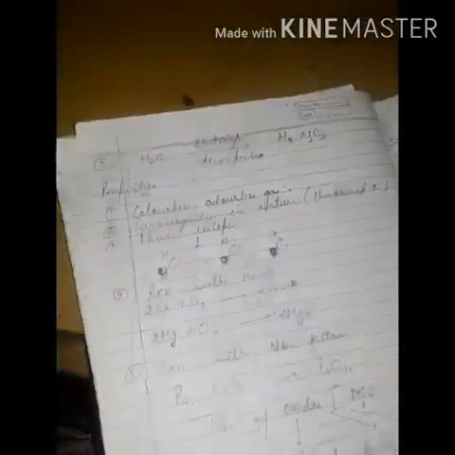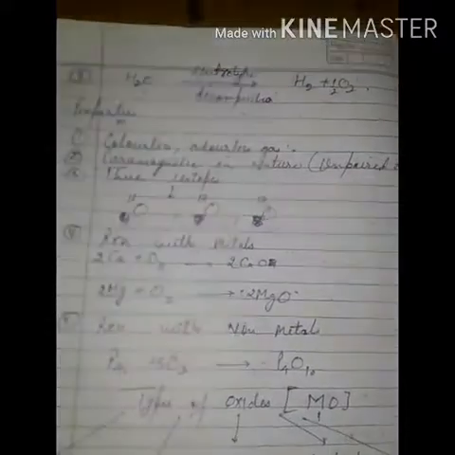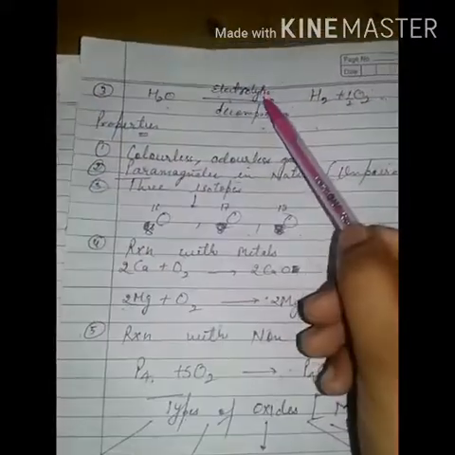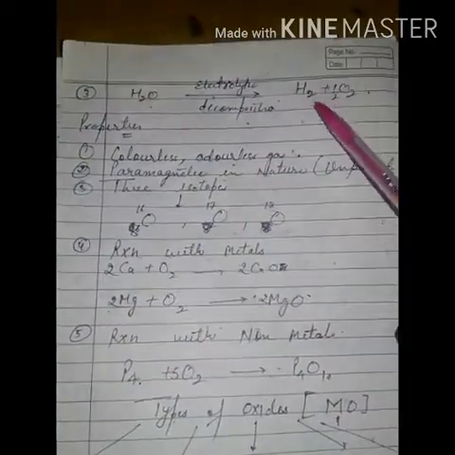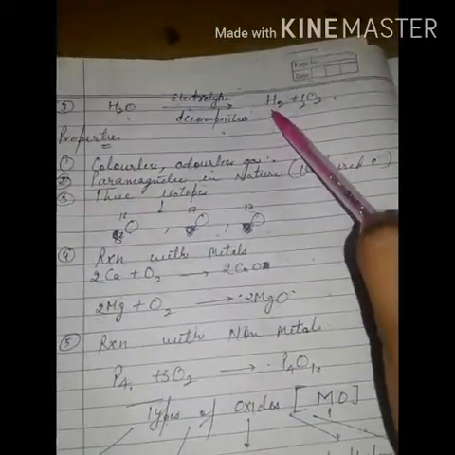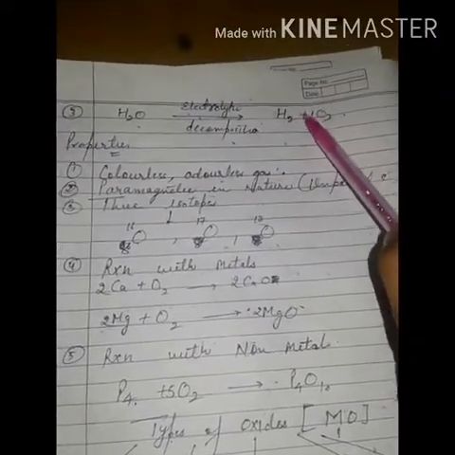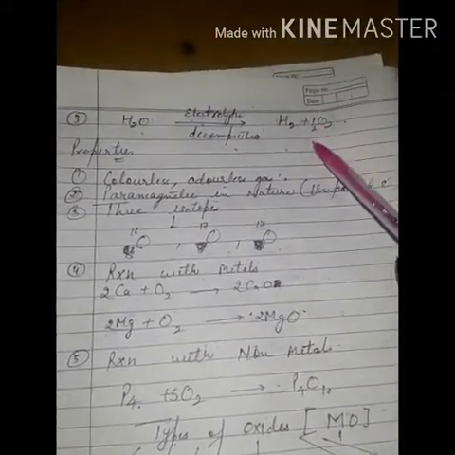Now one more method is there which we studied in our lower classes, that is decomposition of water. When we do electrolytic decomposition of water, it will give us hydrogen gas and oxygen. So this is the industrial method of obtaining oxygen.